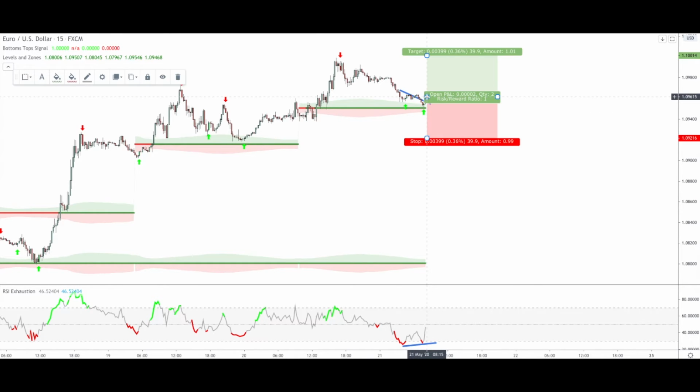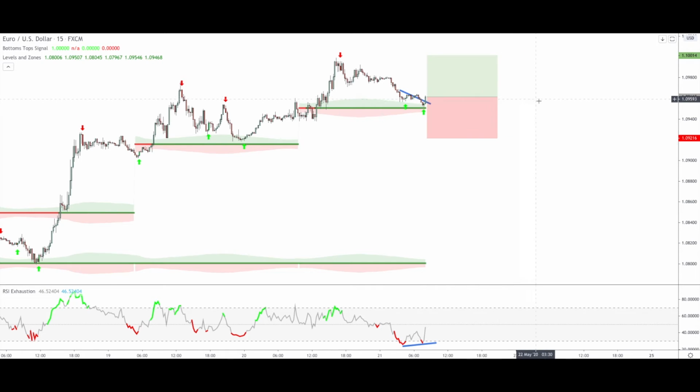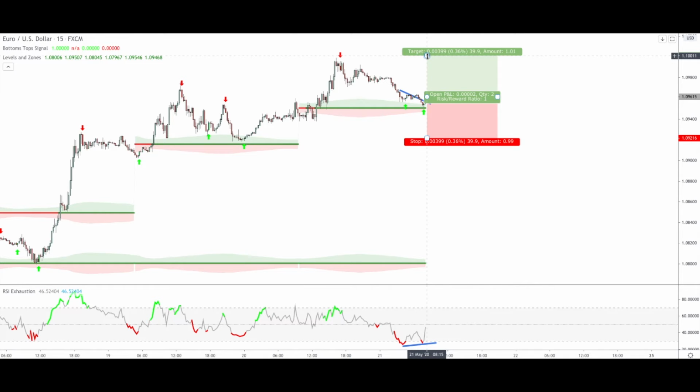So we enter at this level here, and we set as a target... well, we don't have any reference up here. We don't have any resistance. We don't have any previous price action, at least recently. So I will play safely, and I will confidently set my target to be this high.